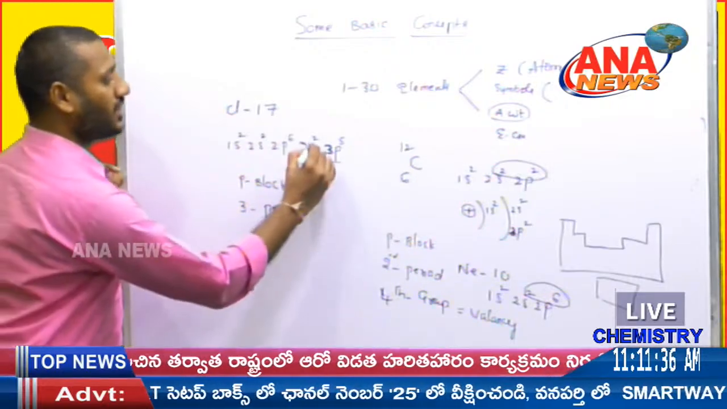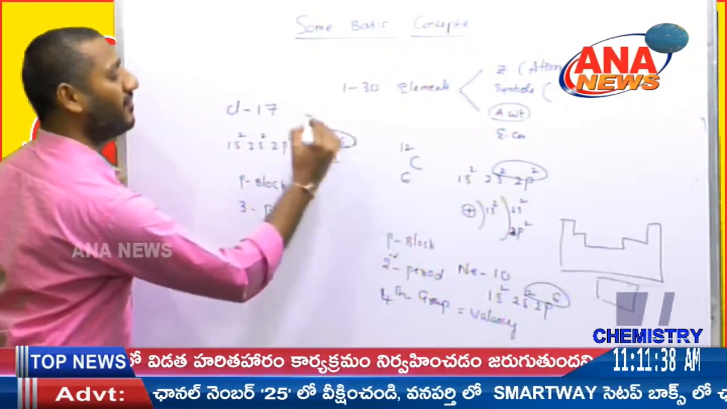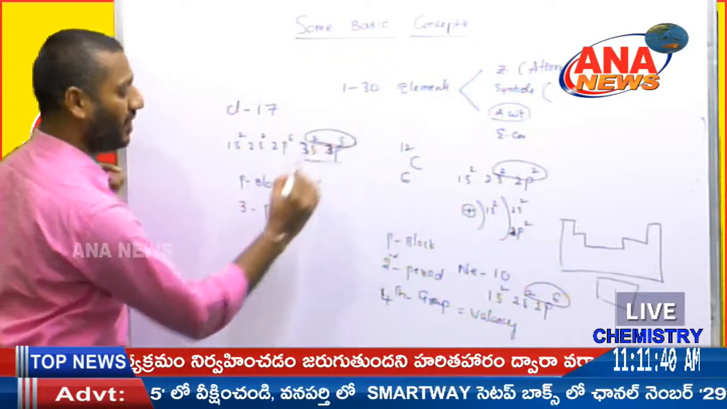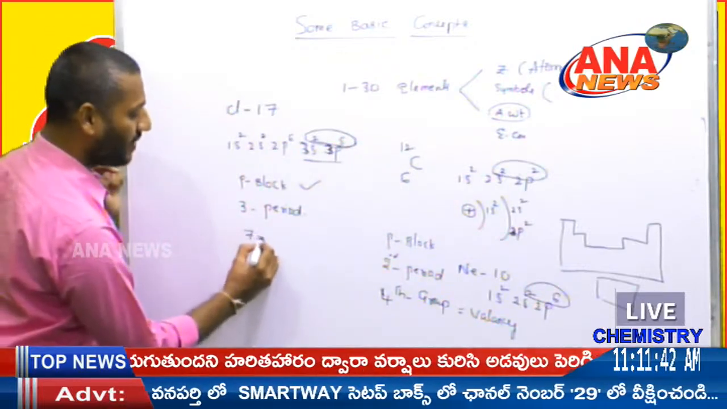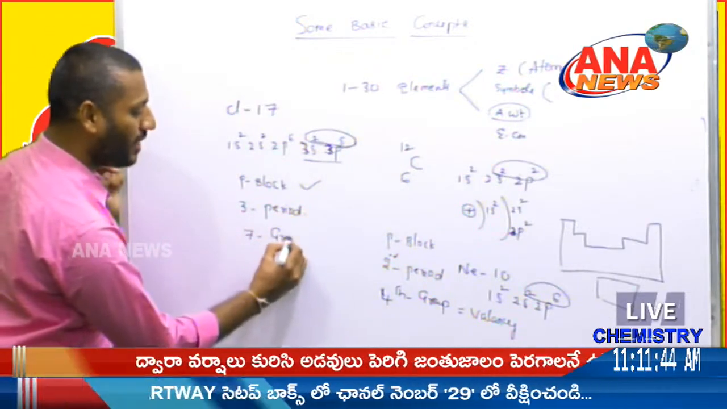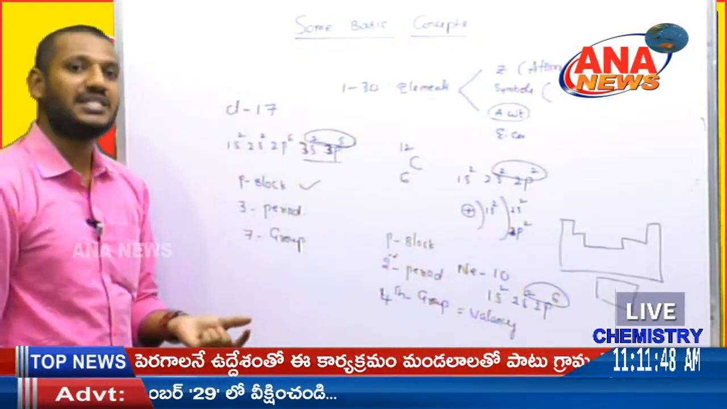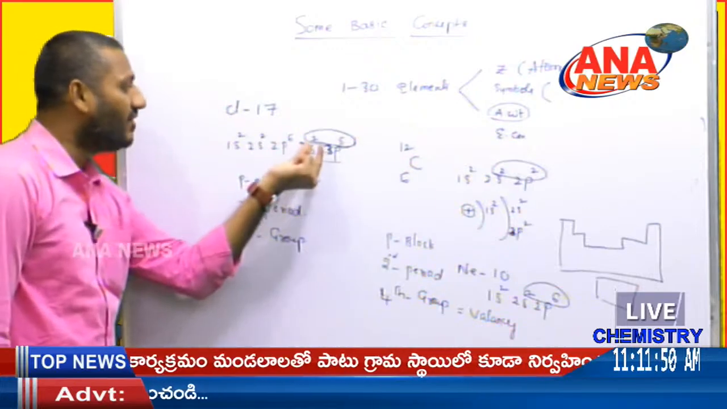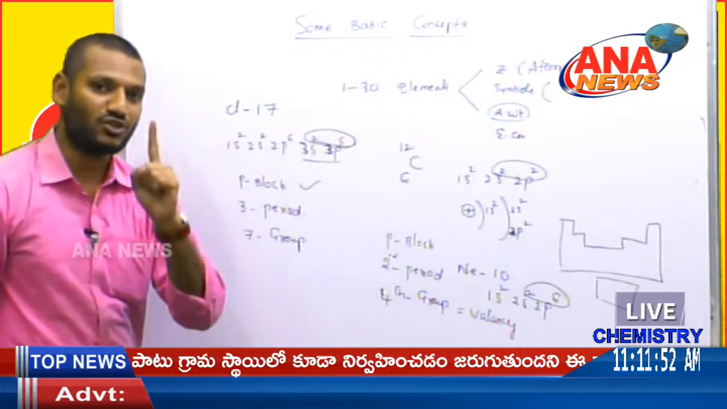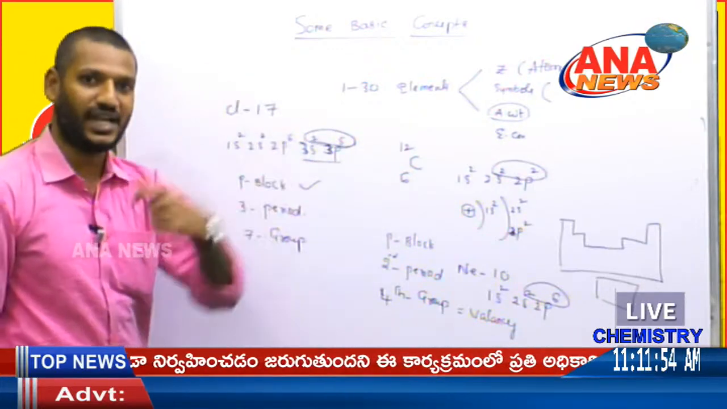Next, the summation of the powers: 2 plus 5 is equal to 7. That 7 can be denoted as the group number. If chlorine is to attain stability, it already has 7 electrons in the valence shell, so it needs only 1 electron to attain stability.